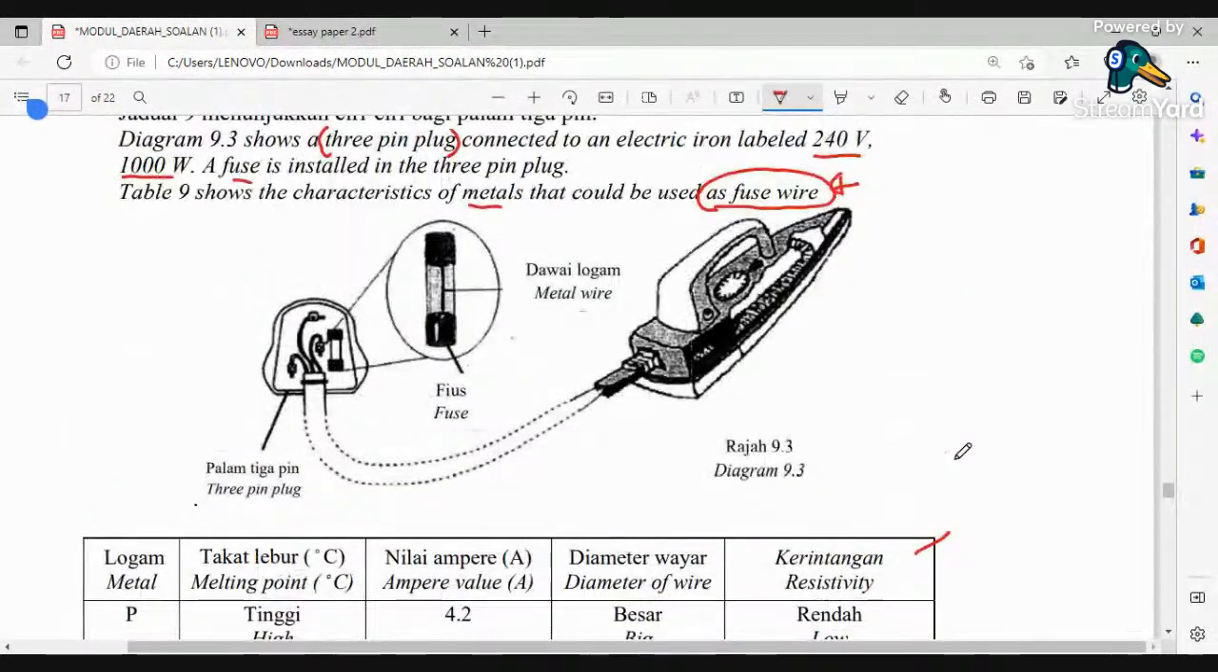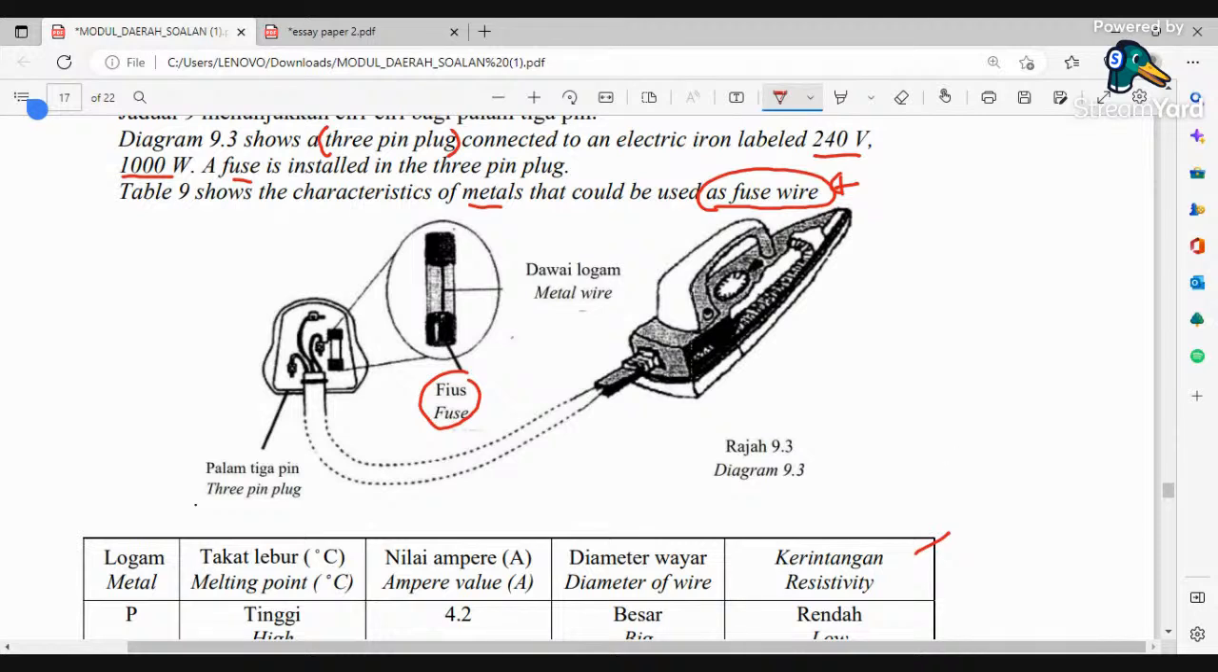Why do we have a fuse wire here? This is a safety for the iron, to prevent current leakage. Suddenly, if there's a high current flow that will spoil the iron, the fuse will melt first. So if you want the fuse to function normally, it should just melt at a certain value of current only.